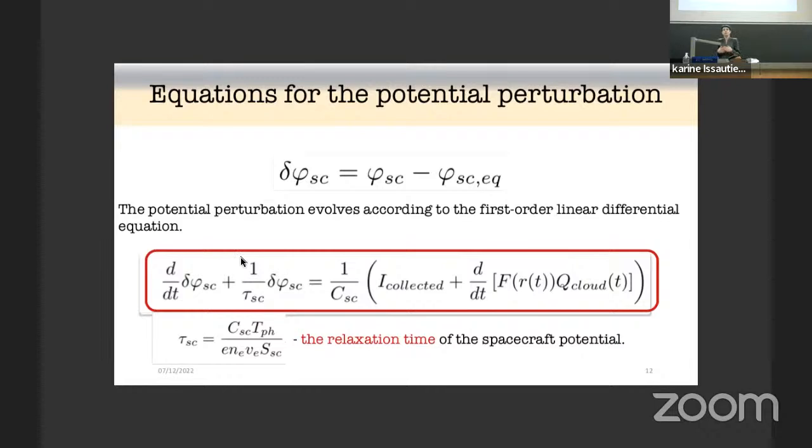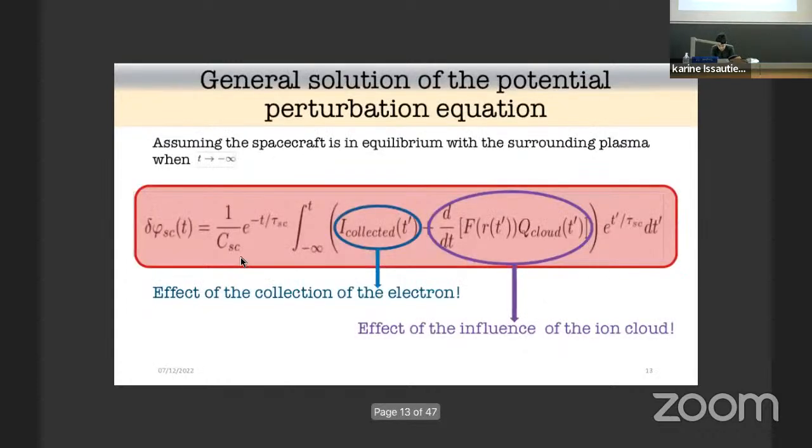And here we included a new term, this tau spacecraft, which is actually the relaxation time of the spacecraft potential. If you remember that small sketch from the beginning, this is the time that the spacecraft will need to go to equilibrium. And of course, it depends on the environment and on the capacitance and geometry of the spacecraft. Okay, and so we wanted to find a general solution of this equation.